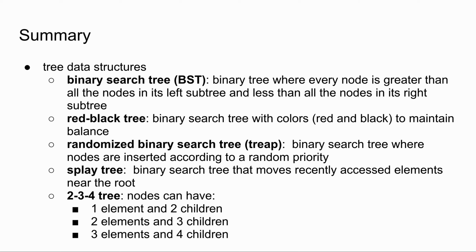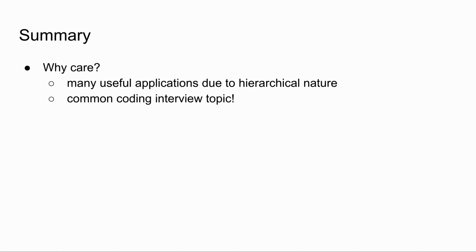A 2-3-4 tree is a tree where nodes can have 1 element and 2 children, 2 elements and 3 children, or 3 elements and 4 children. Lastly, we learned we should care about trees because they have many useful applications due to their hierarchical nature, and trees are a common coding interview topic.